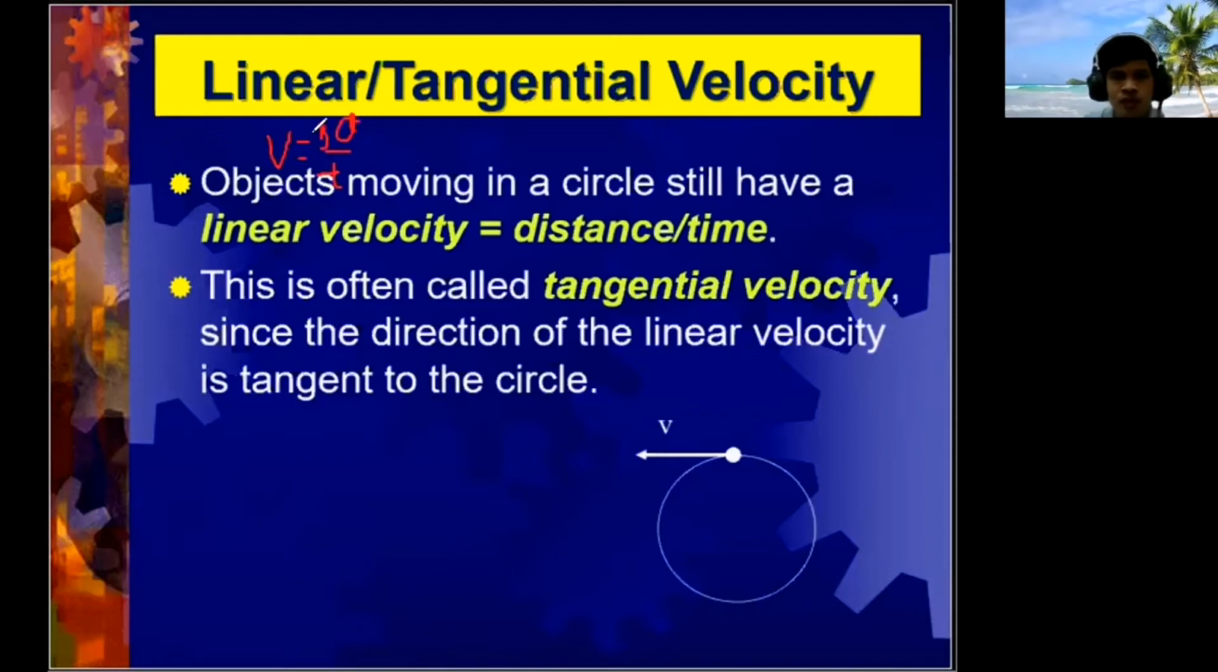Now, if an object is moving in a circle, this is commonly called tangential velocity, from the word tangent, since the direction of the linear velocity is tangent to the circle. Let's say this velocity here is tangent to the circle, meaning it touches at one point on the circle. That is what we mean by tangent in your mathematics. Check it up. So that's why if the object is moving in a circle, it still has a linear velocity.